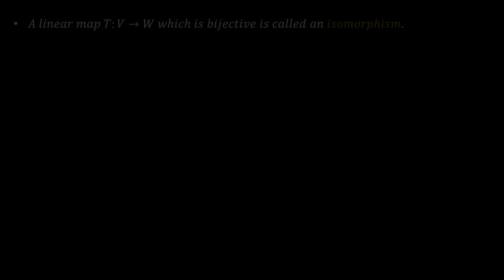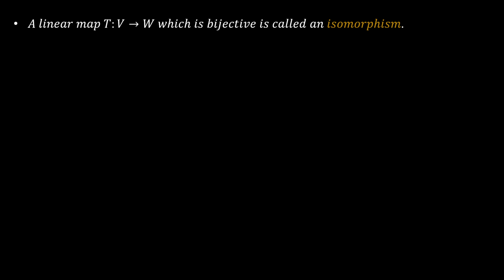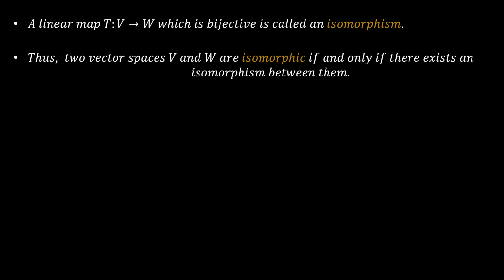One other notable thing to mention is that a linear map T from the V vector space to the W vector space, which is bijective, is called an isomorphism. And we'll talk in detail about what a bijective mapping, or function, is. Thus, two vector spaces V and W are isomorphic if and only if there exists an isomorphism between them. In other words, we have a transformation that is bijective between them.